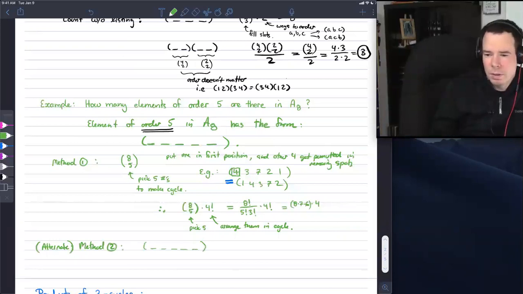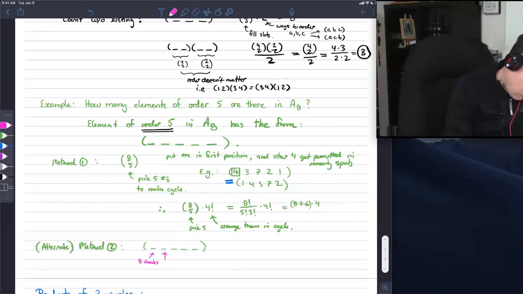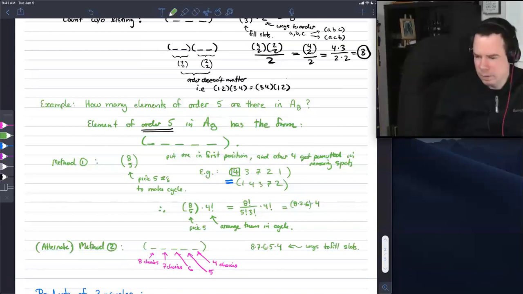One way to do this is to just list choices and say, there are 8 choices to put there. And then there are 7 choices of the numbers in which to put there. And then 6 choices, and 5 choices, and 4 choices. So there are 8 times 7 times 6 times 5 times 4 ways to fill slots in the 5 cycle.